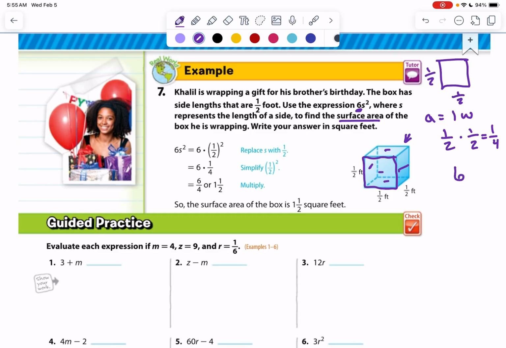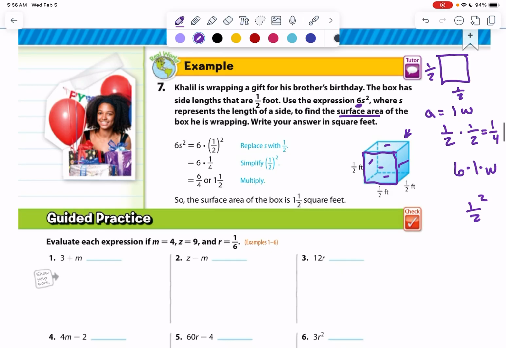And why did they do side squared instead of length times width? Well, because these are square faces, so each side is the same. Remember, it's 1/2 times 1/2. So instead of doing 1/2 times 1/2, they're doing 1/2 squared. So 6 faces times how you find the area of one of these squares, 1/2 times 1/2. All right? That's what they're doing there. That's what surface area is. Now I'm moving on.